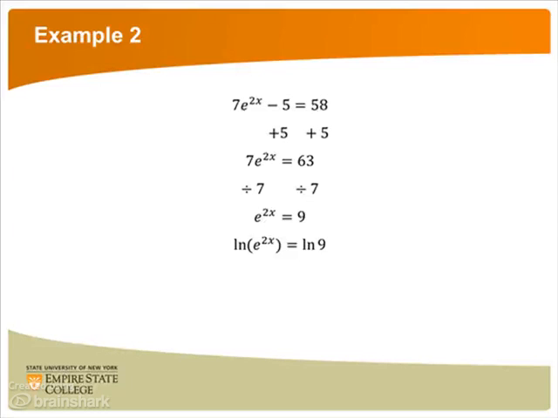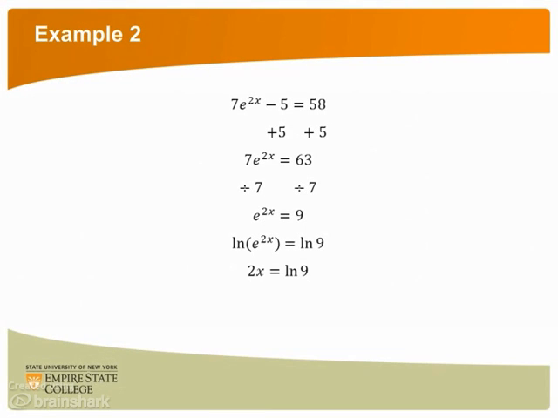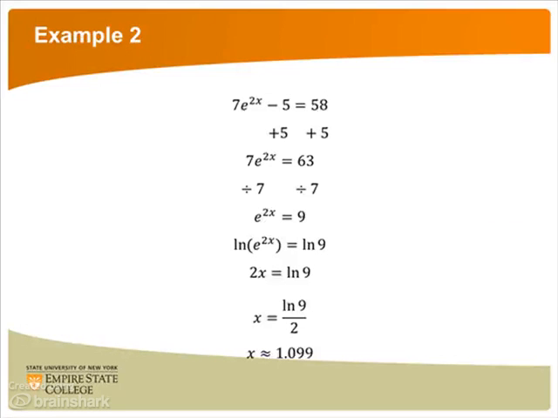Now we take the natural logarithm of each side. Recall that e to a power and the natural logarithm are inverse functions. Therefore, the e and the natural log cancel each other out. We are left with 2x equals the natural logarithm of 9. To solve, we divide both sides by 2. Our exact answer would be x equals the natural logarithm of 9 divided by 2. So our value is approximately 1.099.